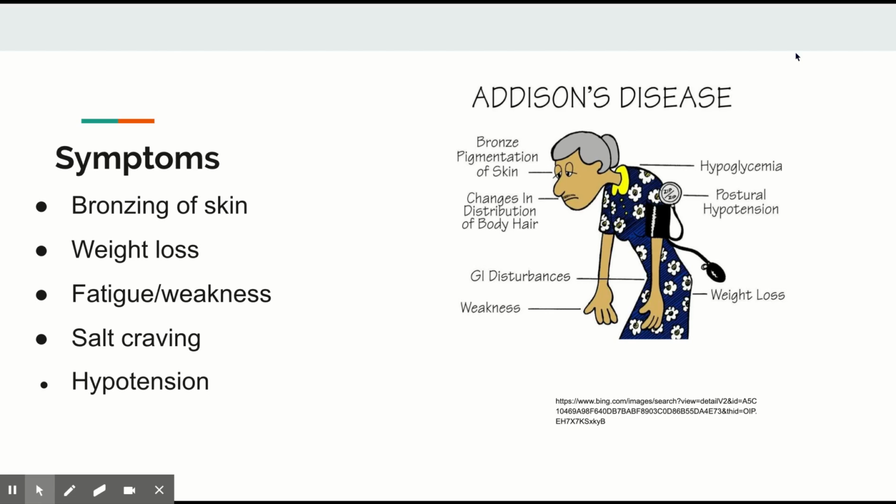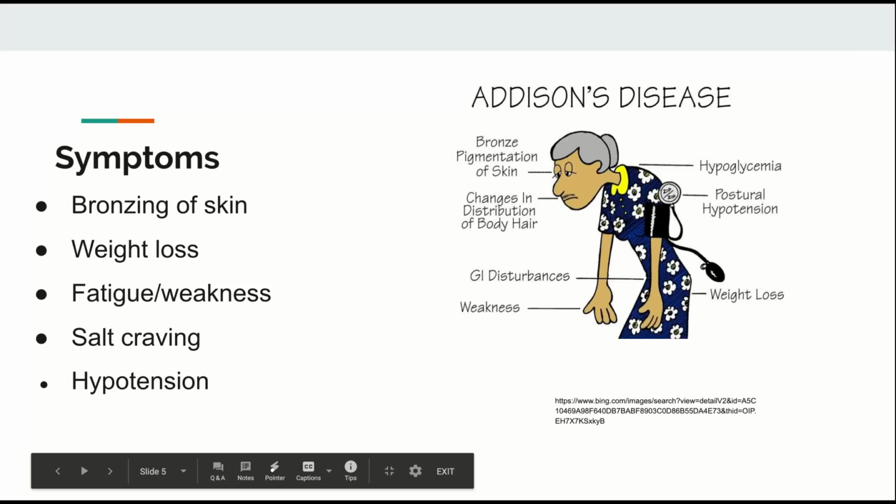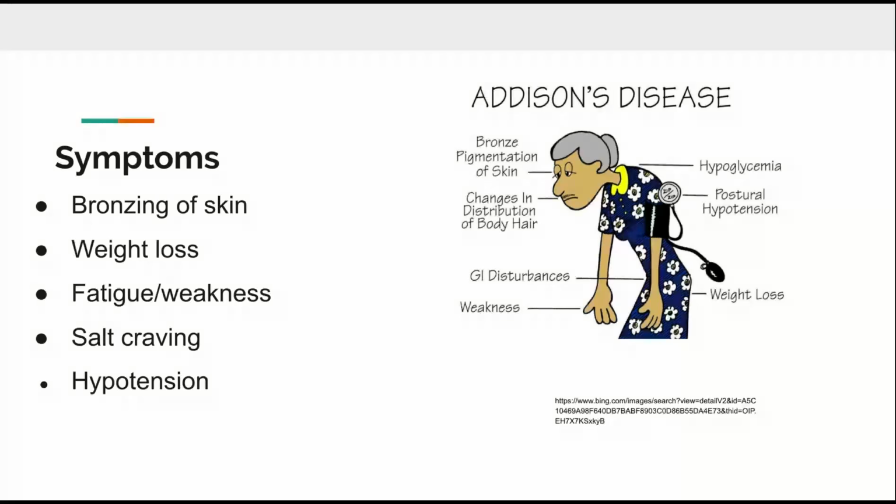Salt craving results from the decrease of sodium in the body, either from the inability to retain salt or the excess loss of sodium from the body due to the low levels of aldosterone. Another important symptom is hypotension, which is low blood pressure, and this is caused by the insufficient levels of aldosterone that are needed by the body to increase blood pressure.